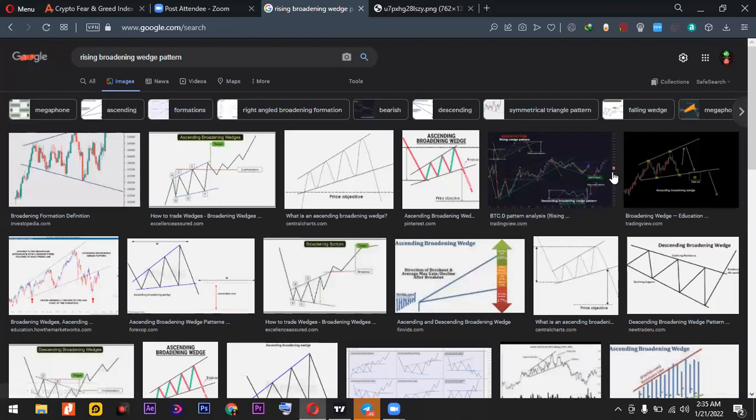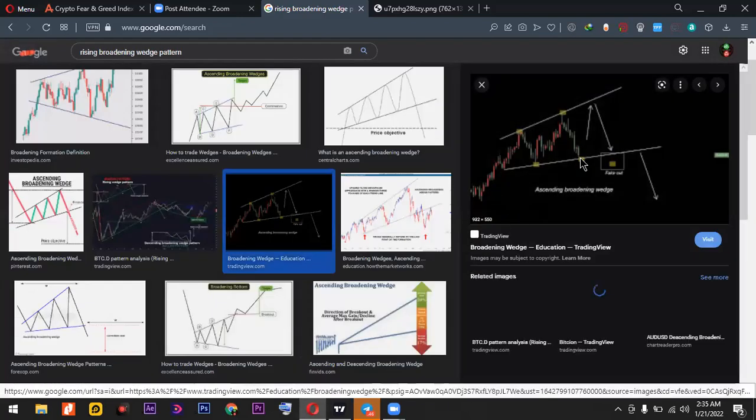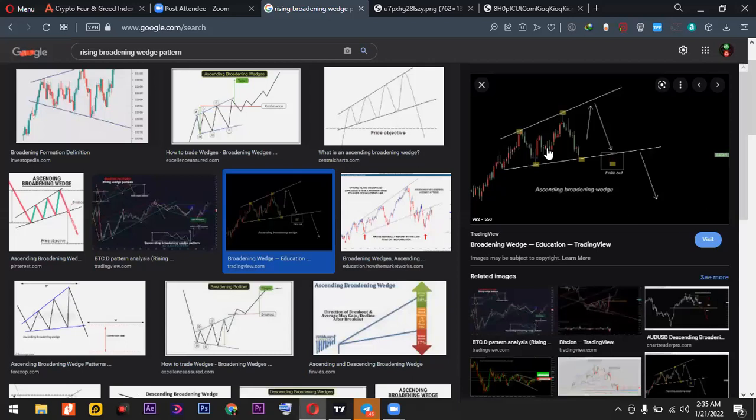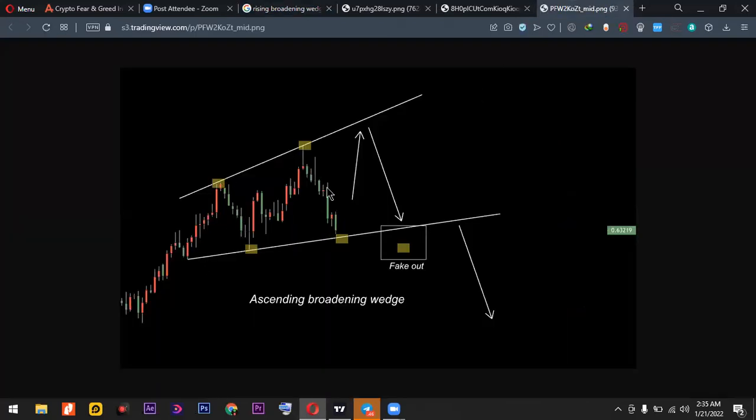Okay, now you see what I'm saying. Look. Yes. I see it. Let me make this bigger. Look, see, it's becoming more volatile. And why it will bounce, let me show you.